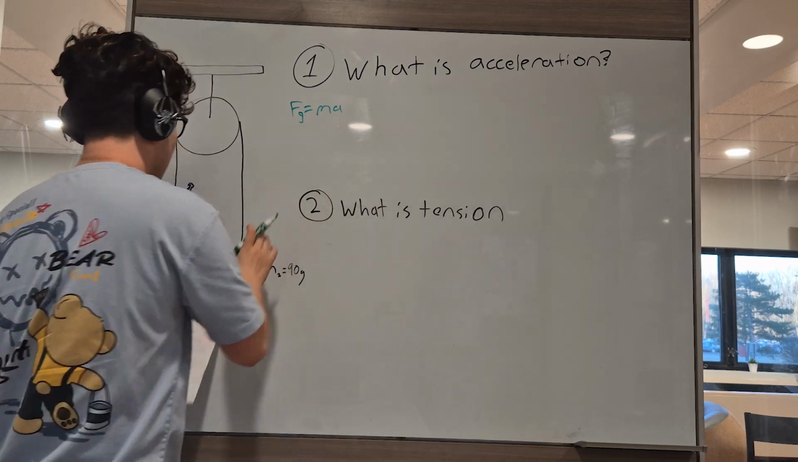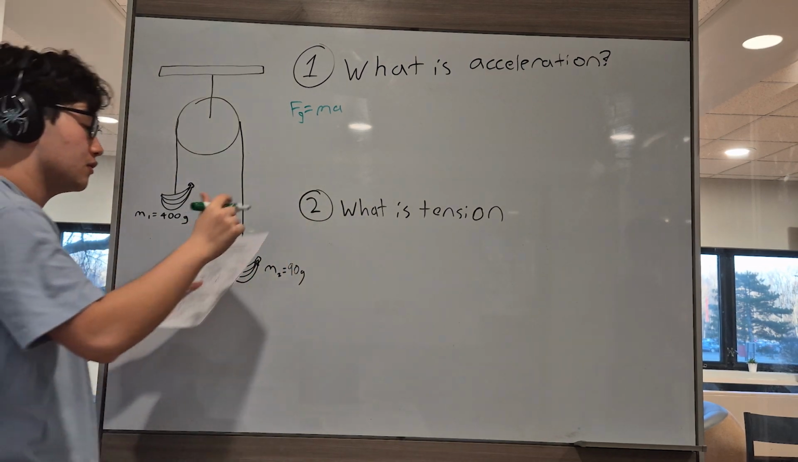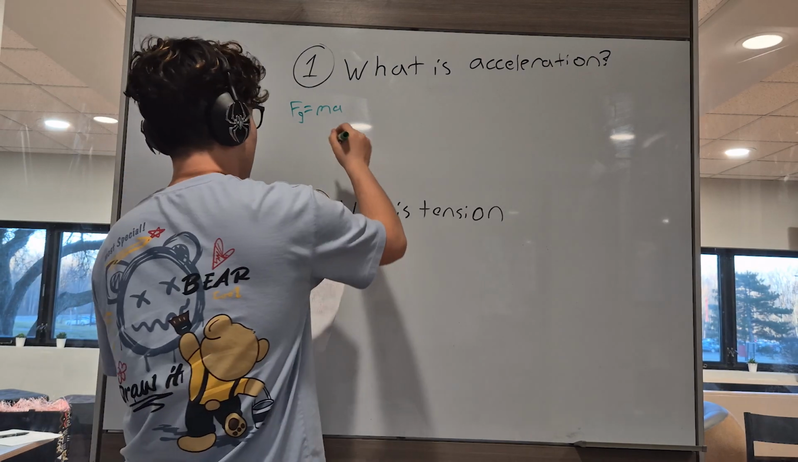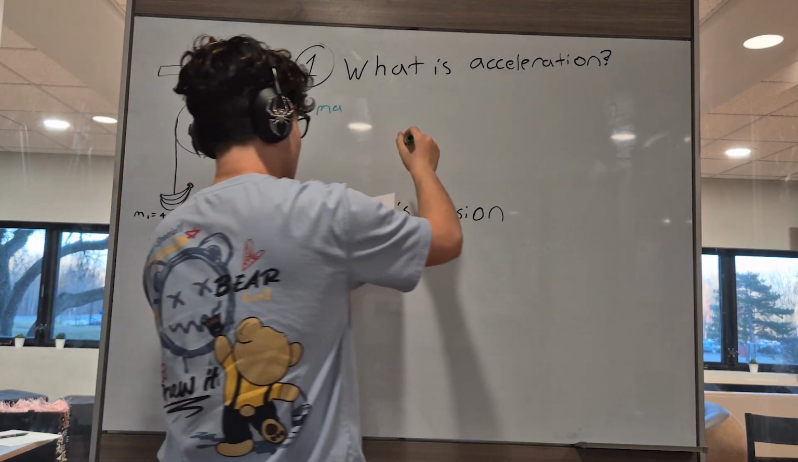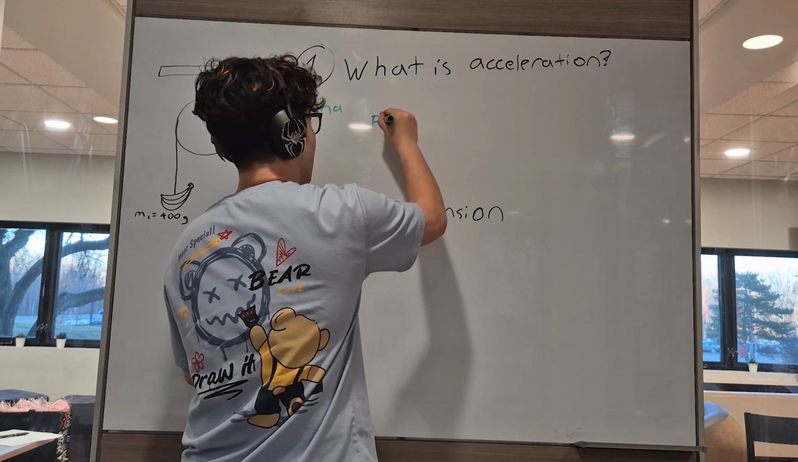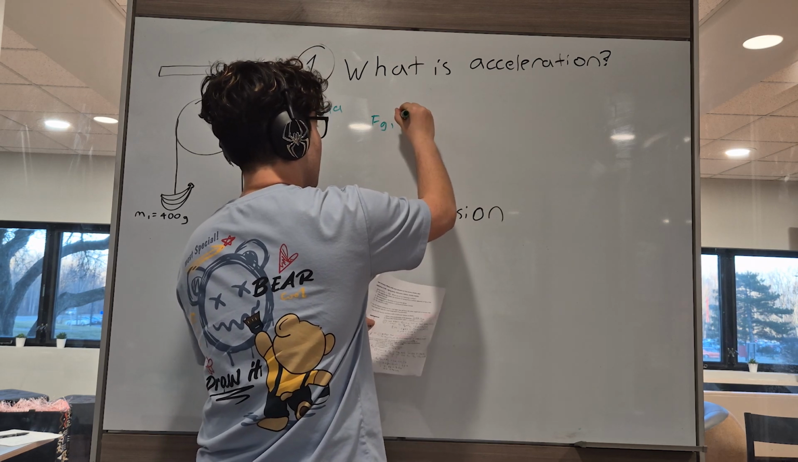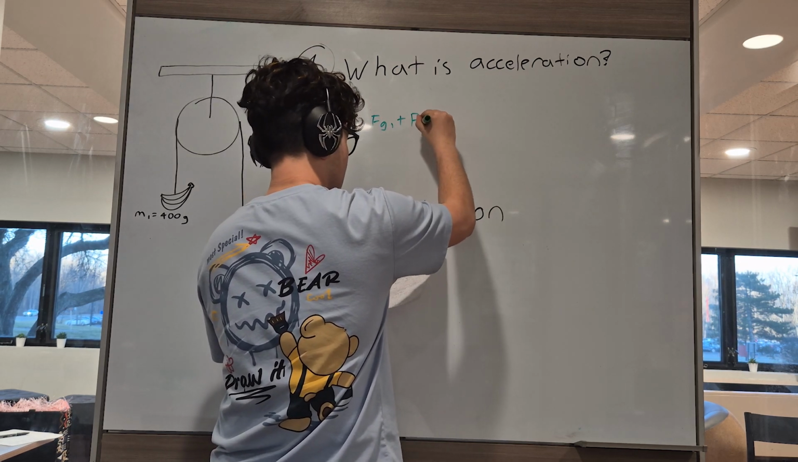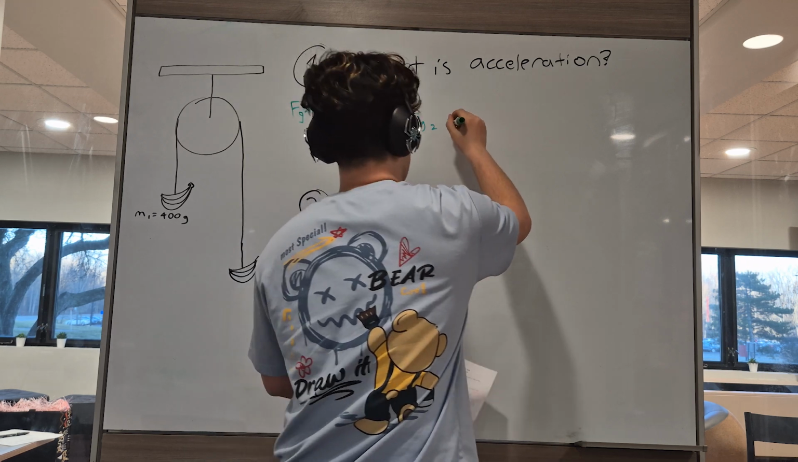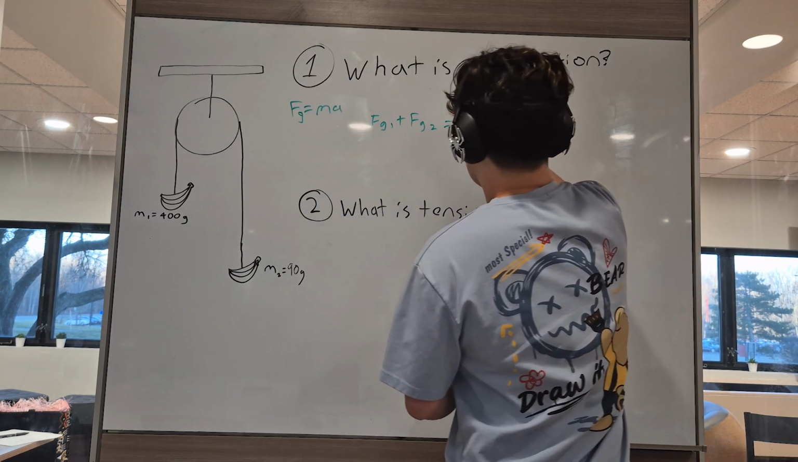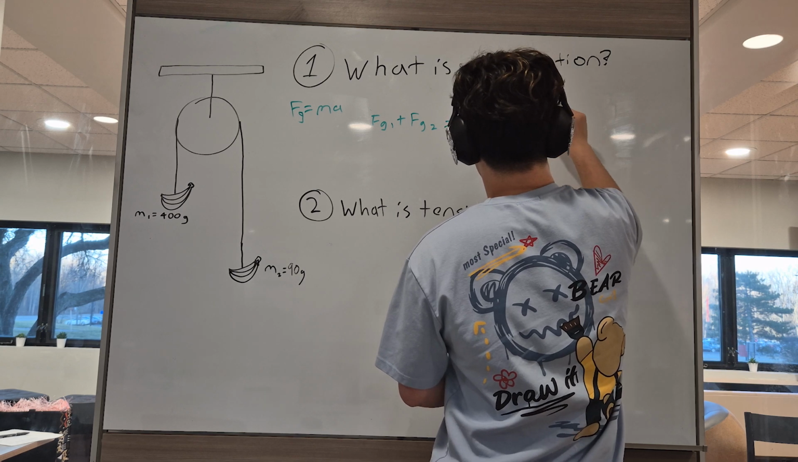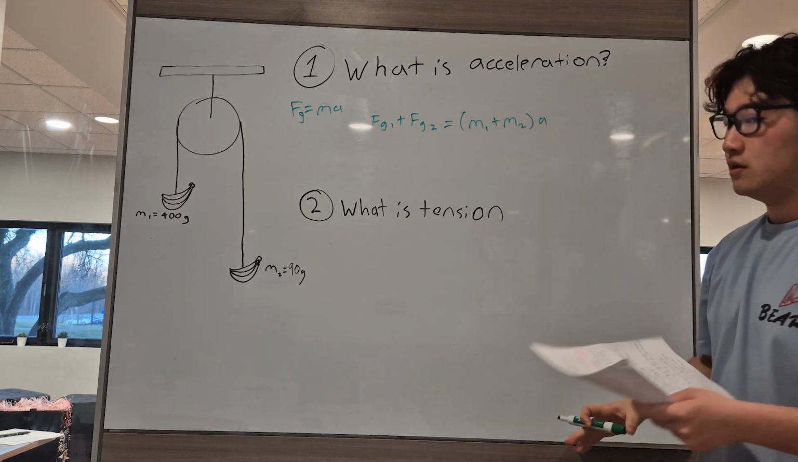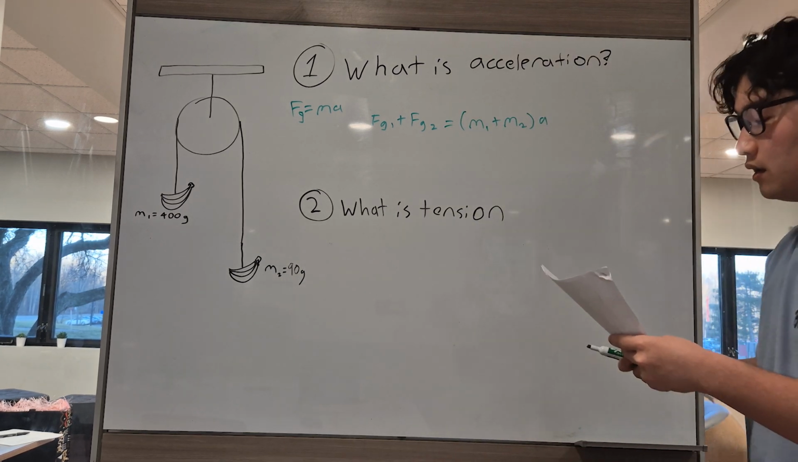And since we have multiple masses, instead of just force of gravity equals mass times acceleration, it's going to be Fg1 plus Fg2 is equal to mass 1 plus mass 2 multiplied by A. So you can see this from here.